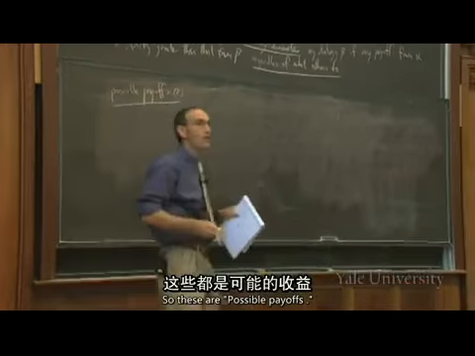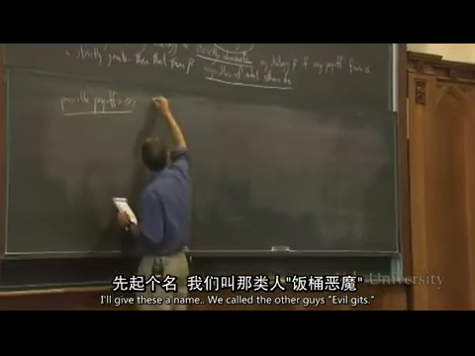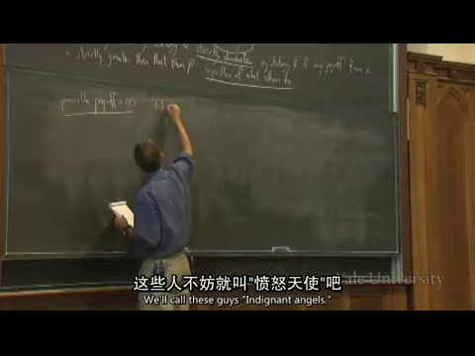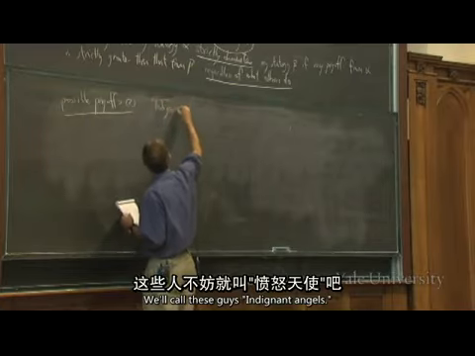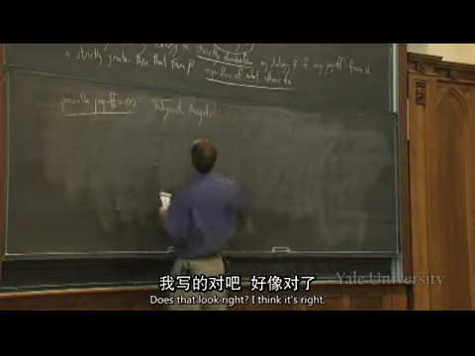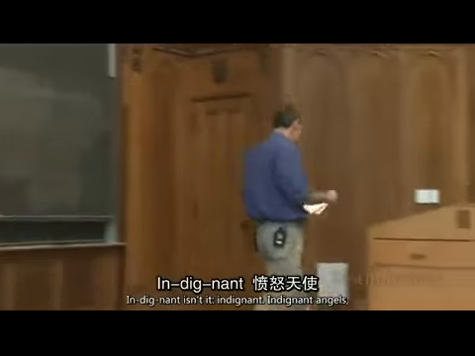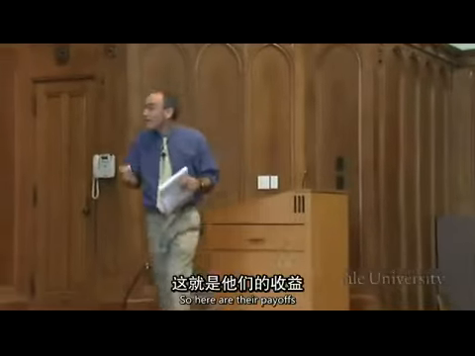So these are possible payoffs too. All right? And I'll give these a name. We called the other guys evil gits. So we'll call these guys indignant angels. I can never spell indignant. Is that roughly right? Does that look right? I think it's right. Indignant, isn't it? Indignant. All right? Indignant angels. And we'll see why in a second. So here are their payoffs.